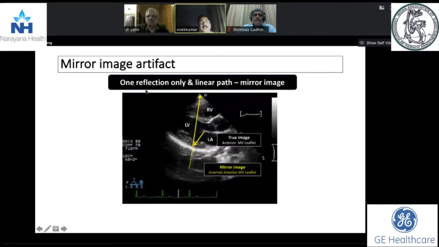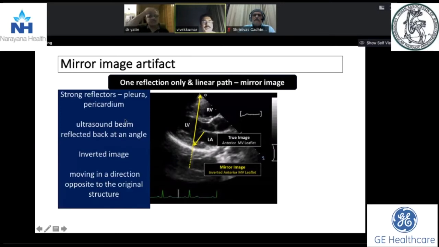Coming to mirror image artifact, the violation of the principle is that there is one reflection only and there is a linear path. Both principles are violated. If you have a strong reflector, many a time the beam, instead of going straight to the transducer, finds another strong reflector nearby, and from the second reflector it comes to the first reflector and then goes back to the transducer. The ultrasound thinks that the distance is longer. So we have the true image as an anterior mitral valve leaflet, and a mirror image as an inverted mitral valve leaflet.